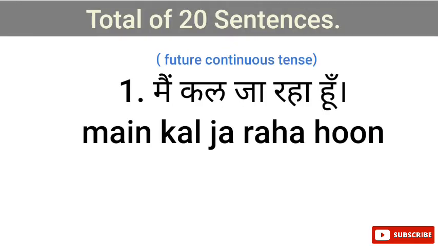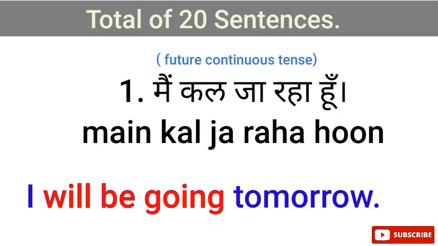Sentence number 1. This sentence is in the future continuous tense. मैं कल जा रहा हूँ. I will be going tomorrow.